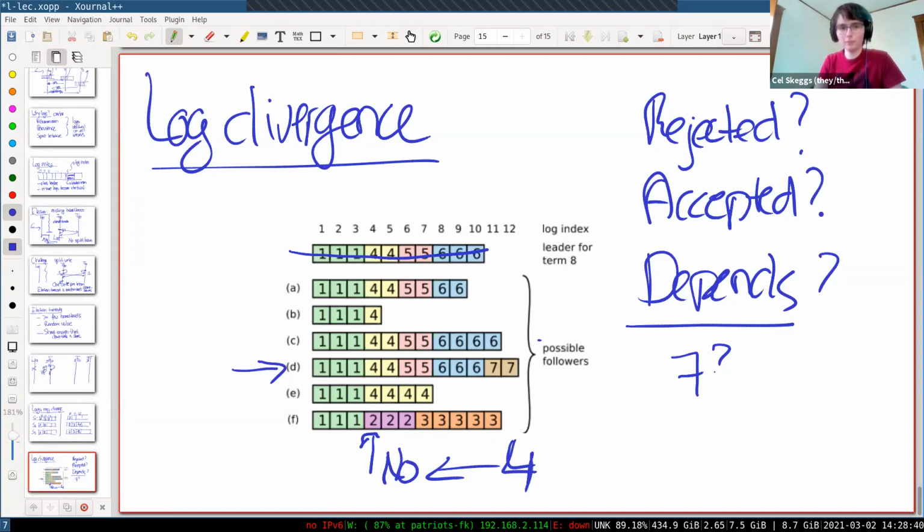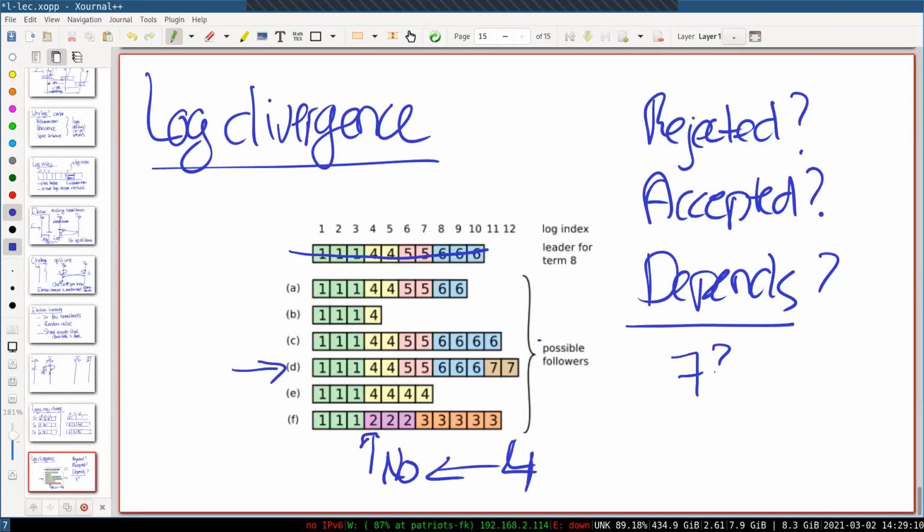Wait, but if we assume that D is in term 7, and A tries to elect itself for term 7, then we don't actually have this case, because if the RPC request or response contains a term which is strictly greater than the current term, you give up. But if they're the same, then it doesn't matter. It will just proceed as normal. That's correct. Yes, that's true. The entries get replaced by whatever A is telling it.